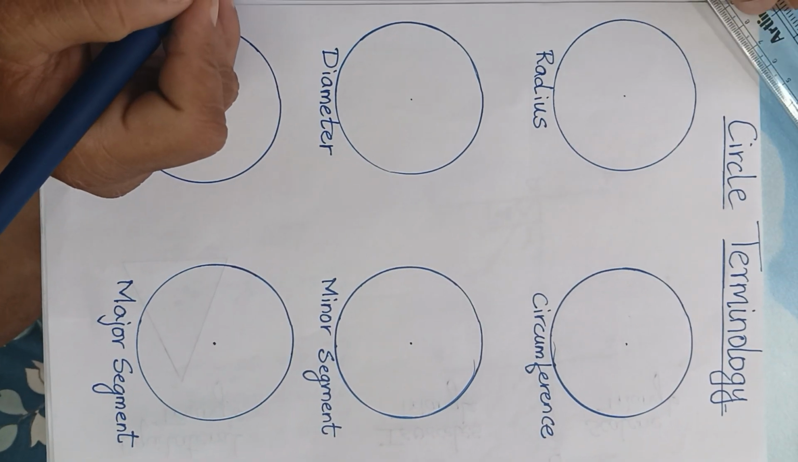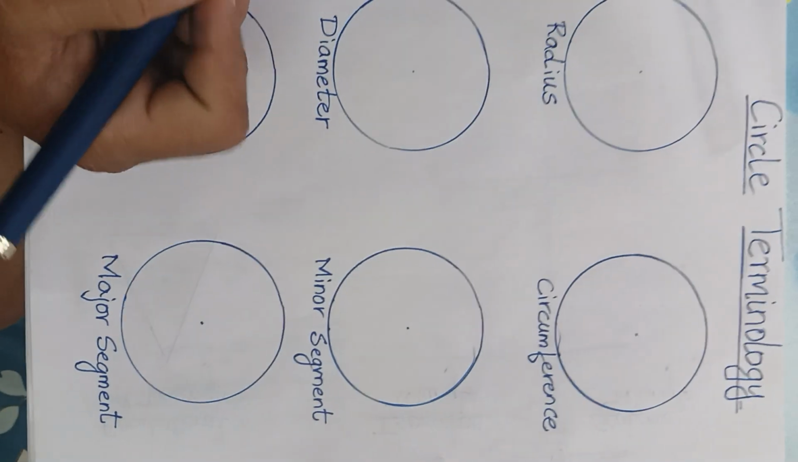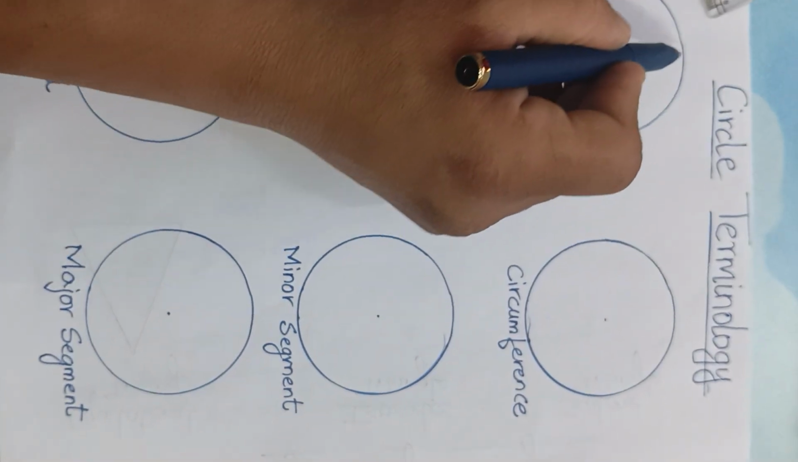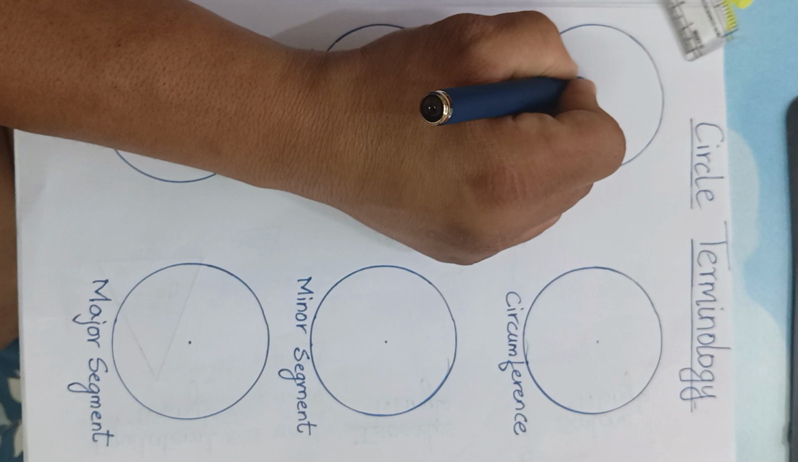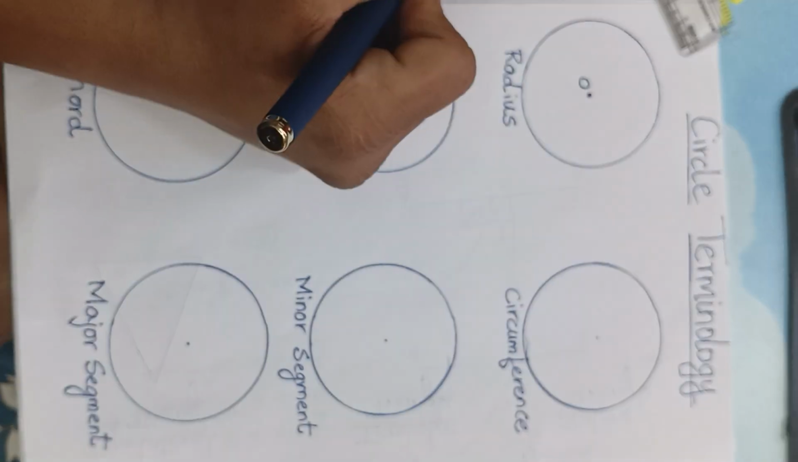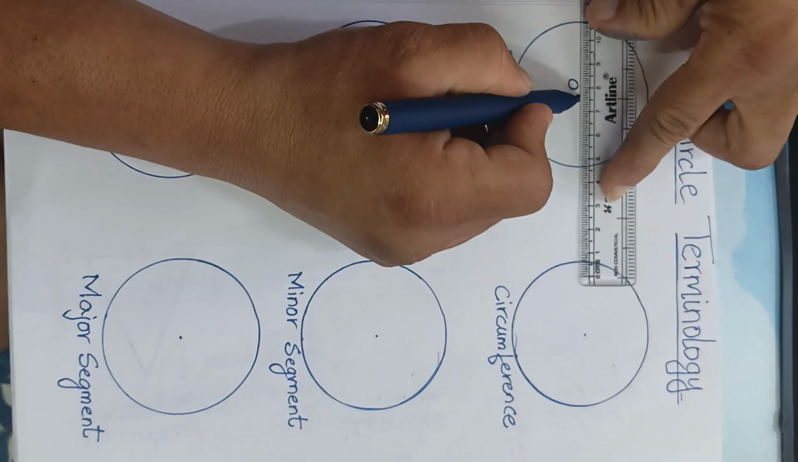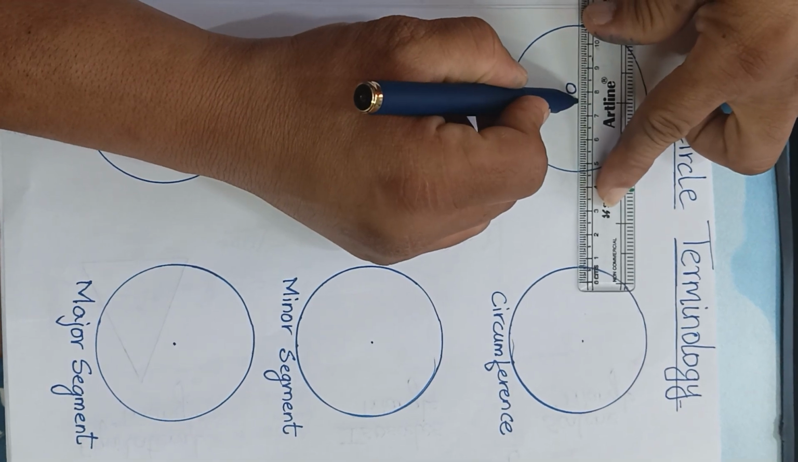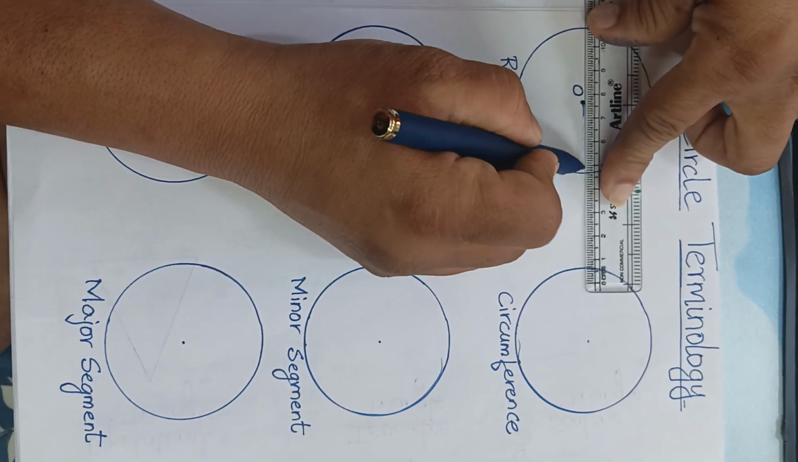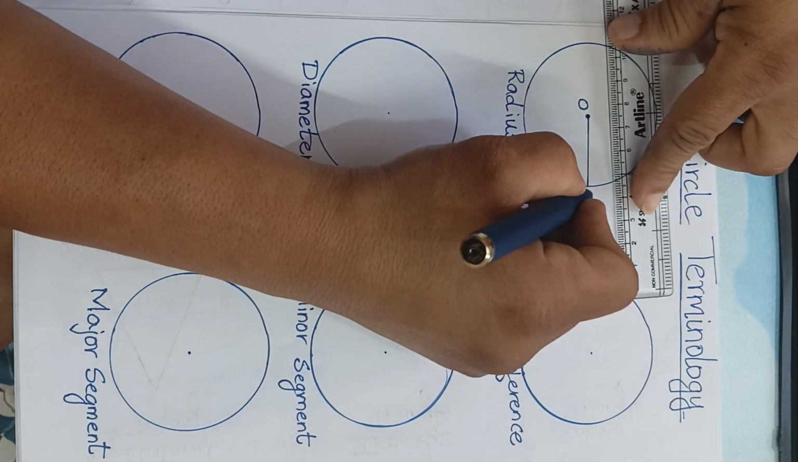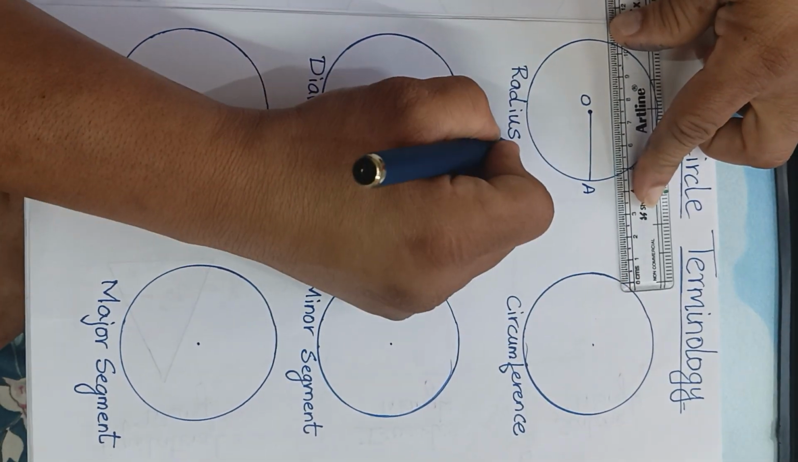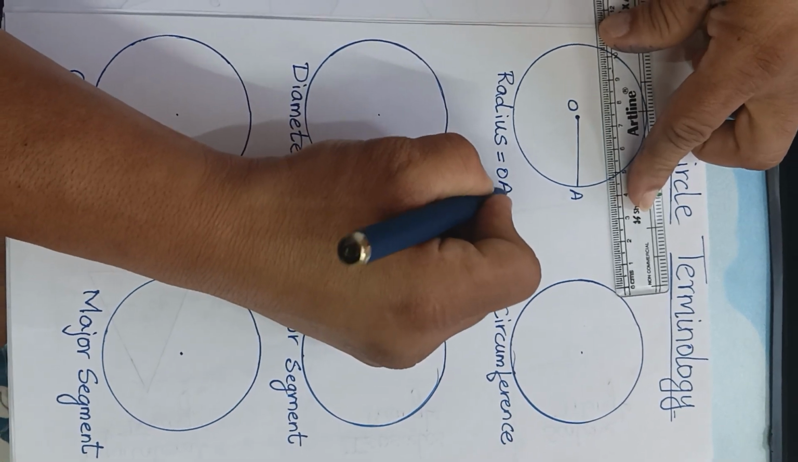So today we are going to understand different terminologies of a circle. So let's take this as a circle. Here we have a circle, and this is the center of the circle, O. A line starting from the center and touching the circumference of a circle is called a radius. So here the radius is OA.